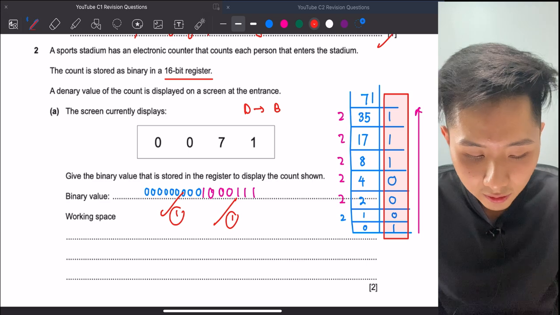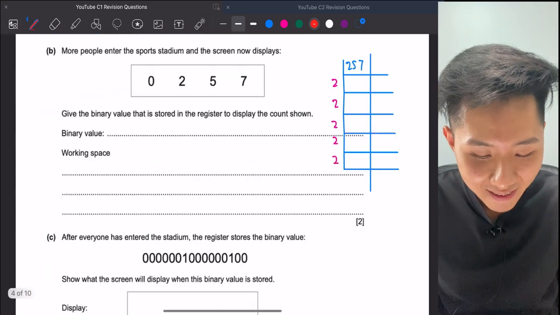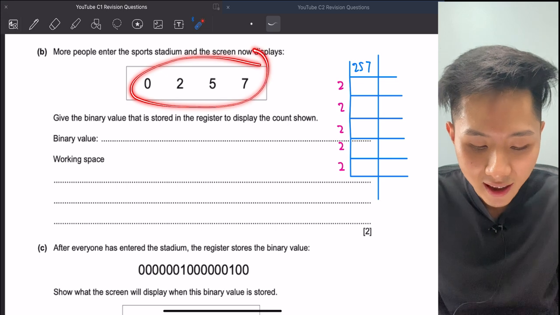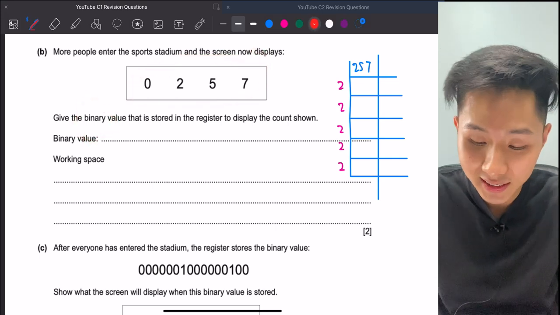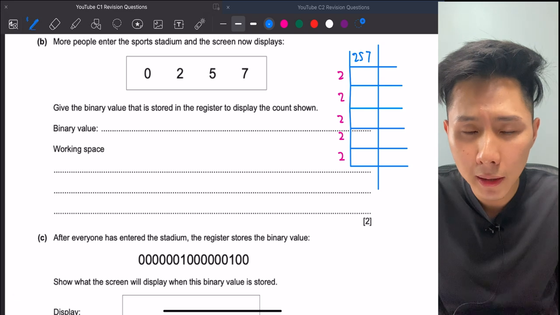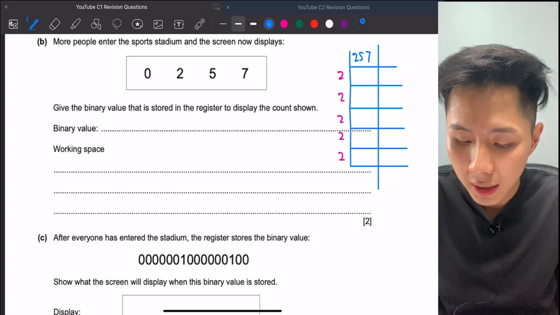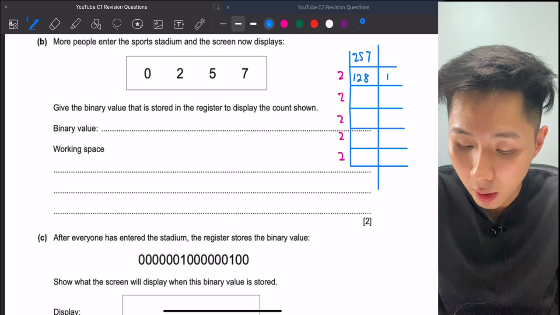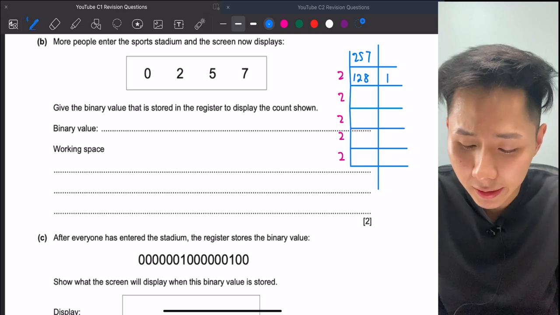Okay, so that's the first question. And for question B, it's another value. Convert 257 into binary. That's a long one, so please be patient. 257 divided by 2, I got 128.5, so my remainder will be 1. Am I correct? Yeah, I think so.